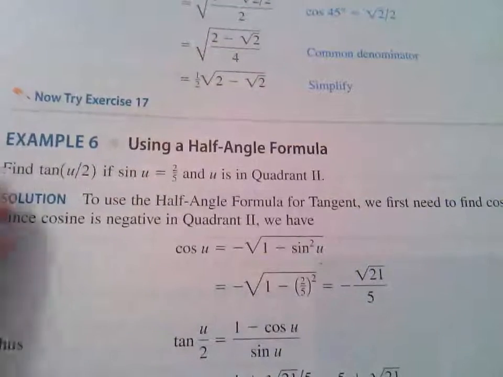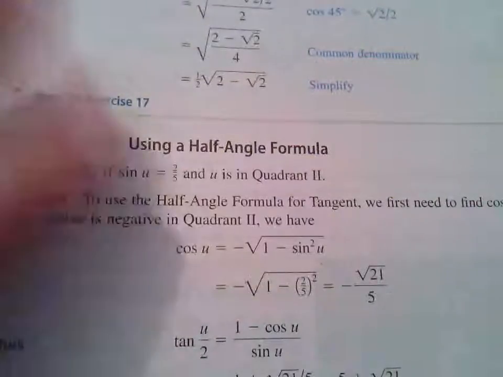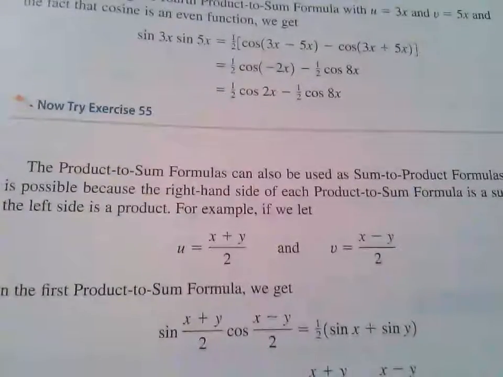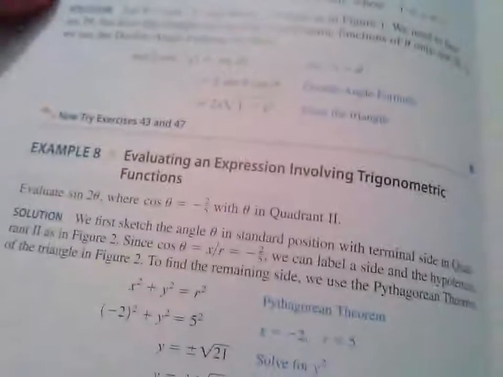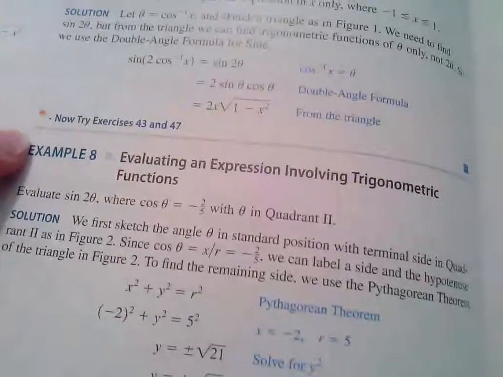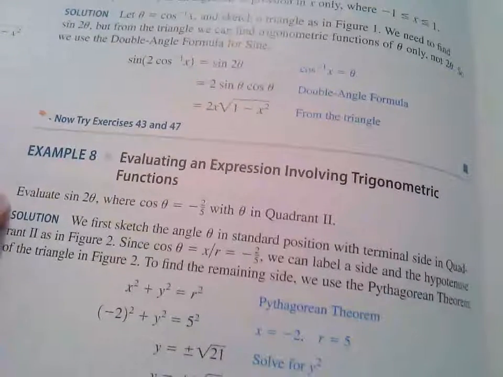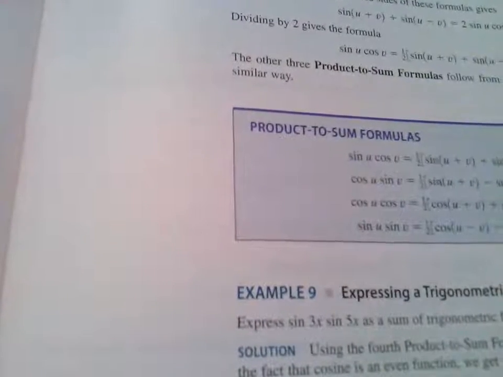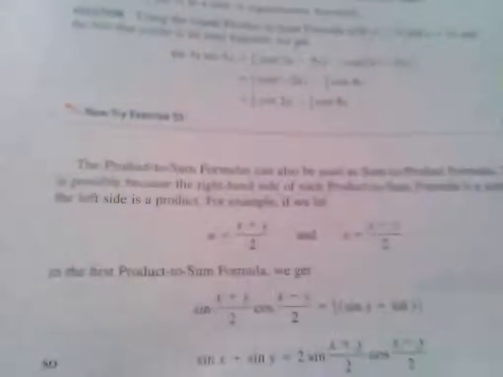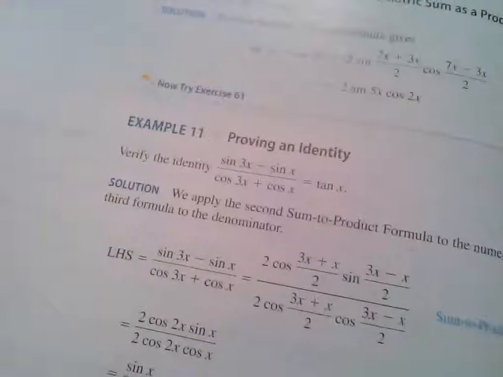I'm not going to look at example 6 because example 6 is showing you how to find tangent. And we're not going to do tangent, only sine and cosine. And then the rest of this section, we're not doing ones like example 7. We're not doing ones like example 8. And we're not doing product to sum formulas or sum to product formulas. And once again, we're not proving identities. So just double angle and half angle.